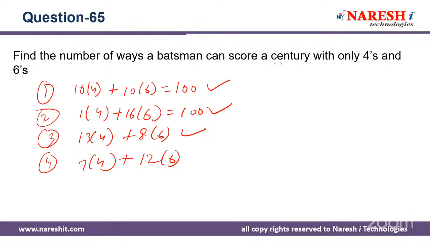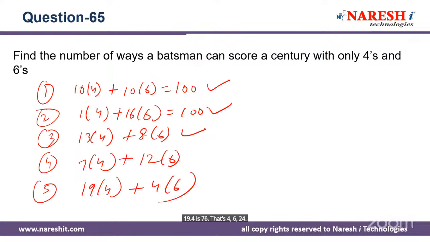4 sixes, 19 fours. Okay, correct. 19 fours is 76 plus 4 sixes, 24. Any other answer? 6 sixes, 16 fours. 16 fours is 64 plus 6 sixes, 36, 100. Correct. That's all, only six ways.